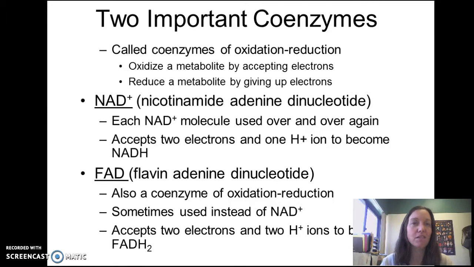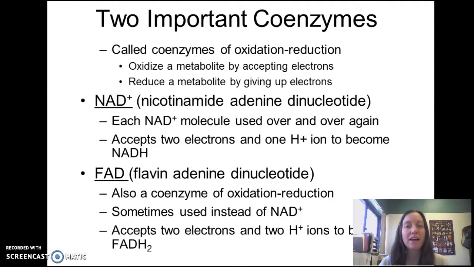They get oxidized. See, oxidation and reduction happen at the same time. So these coenzymes are called NAD+ and FAD. You don't have to remember those long names, but do know that there are two different coenzymes. Each NAD+ molecule can be used over and over again, and same with the FAD molecule.